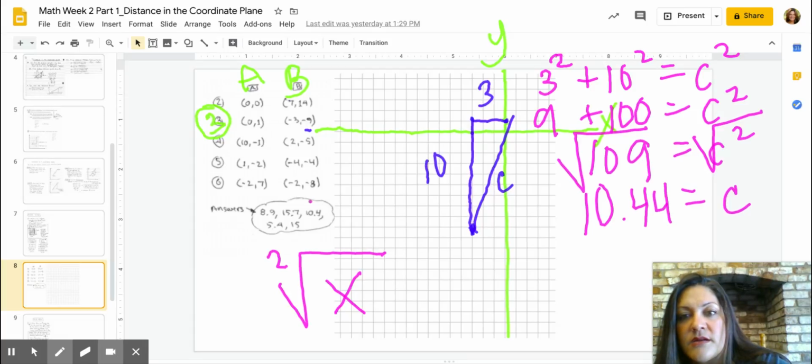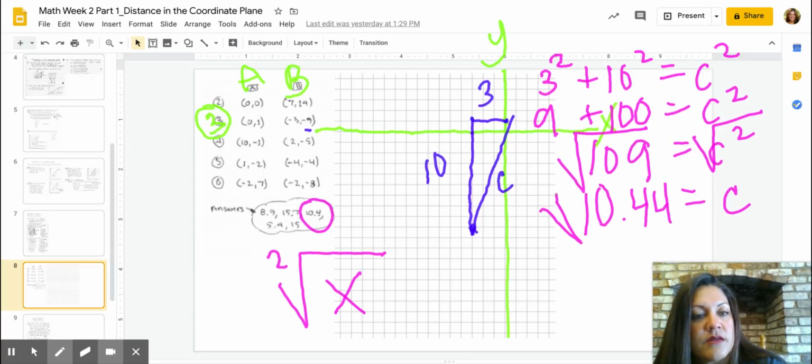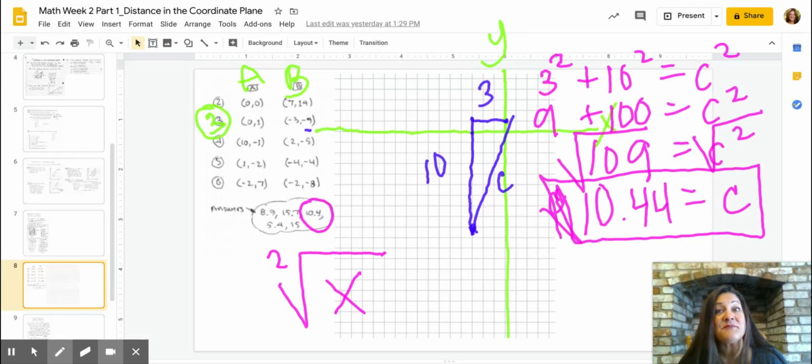Right here. Oh, whoops. I just want to square. There we go. That's our answer. 10.44 equals C, or rounded, 10.4. Okay, that was number 3.